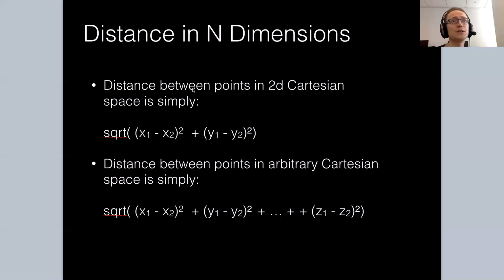So distance between points in 2D Cartesian space is just the Pythagorean theorem. It's the square root of the square of the difference between the x values plus the square of the difference between the y values. And we can extend this notion to work in arbitrary Cartesian space by saying, well, it's the square root of the difference between the x values squared plus the difference between the y values squared plus the difference between the z values squared, and so on and so forth through however many dimensions we have. And we can use that to calculate distance in an arbitrary number of dimensions.